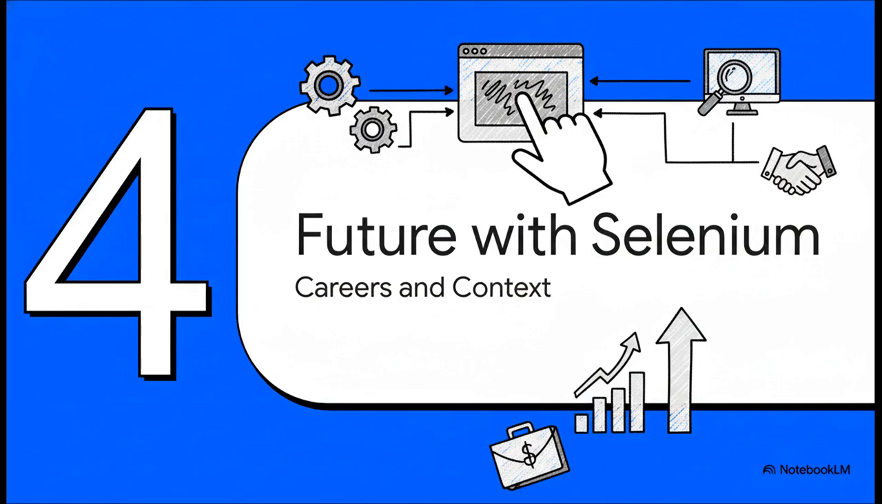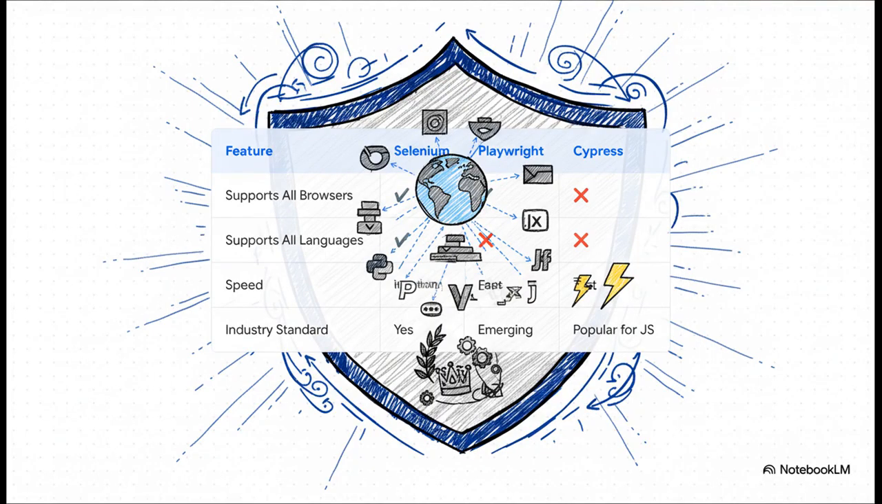So look, learning this isn't just a cool party trick. It's a really practical skill that opens up a ton of real-world career doors. Let's put this whole thing into context. Now, Selenium isn't the only tool out there. Newer frameworks like Playwright and Cypress are often faster, and they have some really slick modern features. But here's Selenium's killer advantage. It has unmatched support for all the major browsers and all the major programming languages. That incredible flexibility is why it's still the industry standard, especially in big companies with lots of different tech.